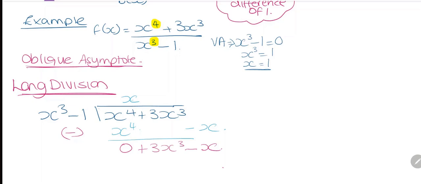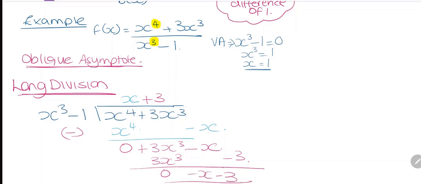So x cubed goes into 3x cubed plus 3 times. 3 times x cubed is 3x cubed, and 3 times minus 1 is minus 3. So that cancels to 0, and then we've got minus x plus 3. So x cubed minus 1 is not going to go into that. So this is going to be our equation of the line. We can ignore the remainder.